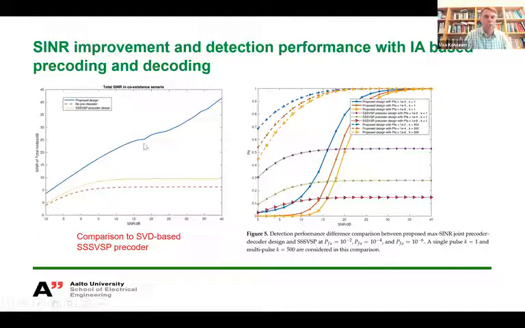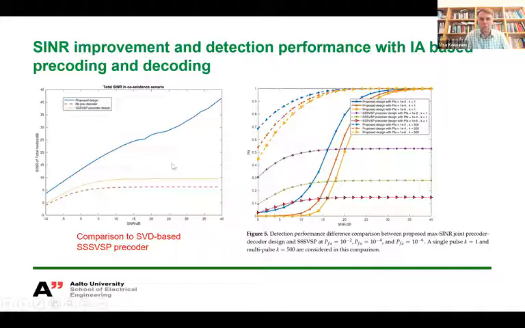So this blue curve is our design. By increasing the SNR, you increase the SINR as well, whereas for the competing solution based on this singular value based precoder, the increase in SNR does not improve the SINR. And here are just some probability of detection curves as a function of SNR for this interference alignment based precoder decoder design versus this same SVD based precoder.